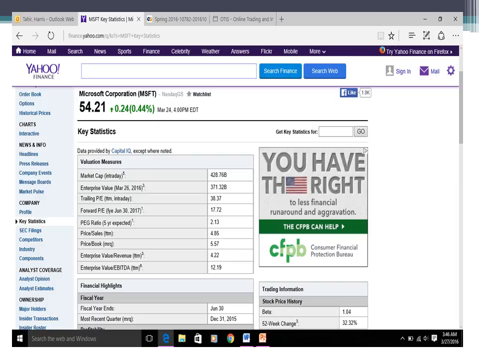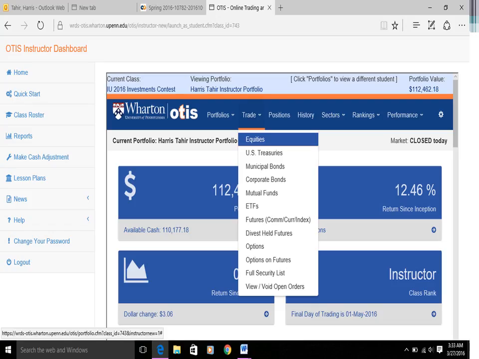Now let's get to the trading. When you log into OTIS and you launch the simulation, you would probably see this screen. You want to click on trade in order to do any trading. And when you click on trade, you would see many, many different options. Equities is common stocks. That's where we're going to put our first few trades in common stocks.